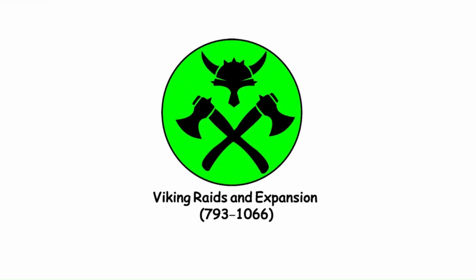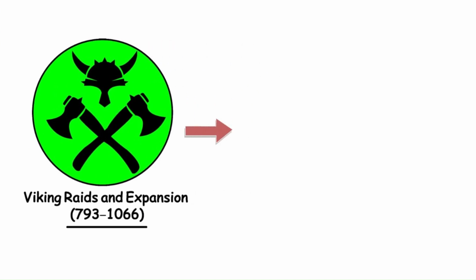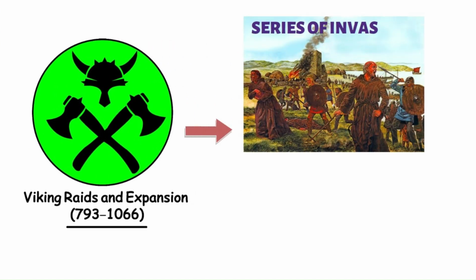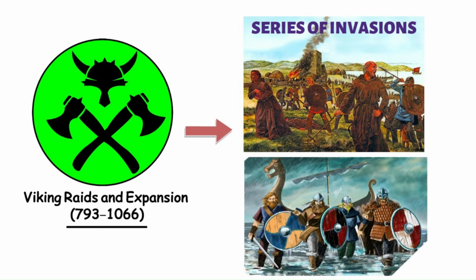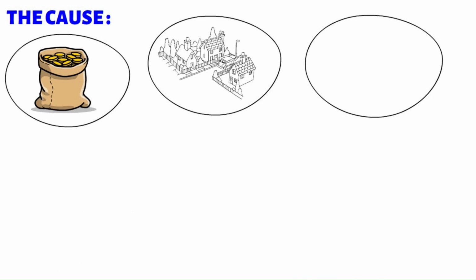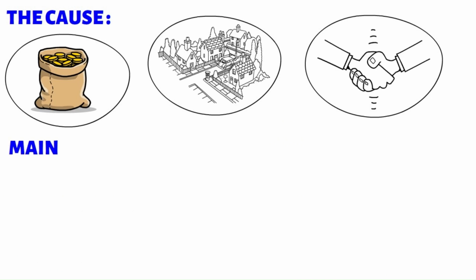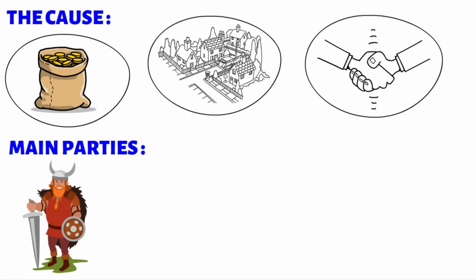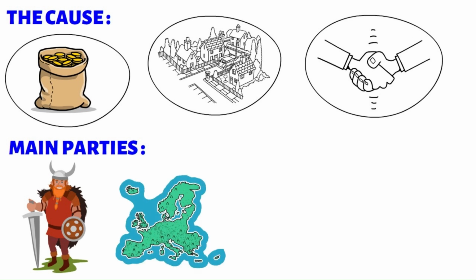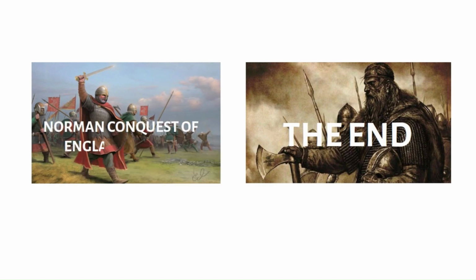Viking raids and expansion, 793 to 1066. The Viking raids and expansion were a series of invasions and settlements by Norse seafarers. The cause was a combination of seeking wealth, new lands, and trading opportunities. The main parties were the Viking raiders and the various European kingdoms they targeted. The Viking Age ended with the Norman conquest of England in 1066.